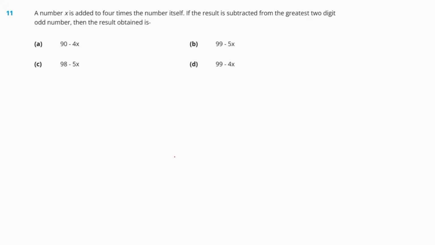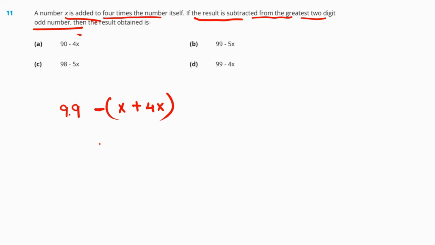Moving on to the 11th question: a number x is added to 4 times itself. X is added to 4 times itself means 4 times x. The result is subtracted from the greatest two-digit odd number. The greatest two-digit odd number is 99. So from this it is subtracted. So what's the expression? 99 minus, x plus 4x is 5x. So 99 minus 5x, option B is the answer.